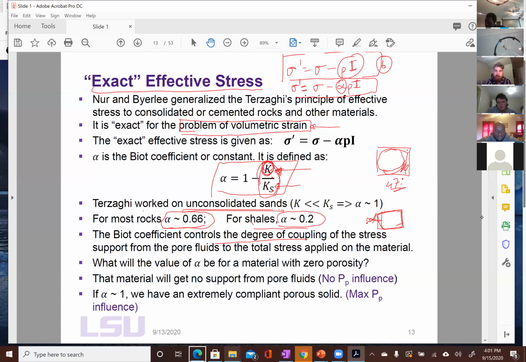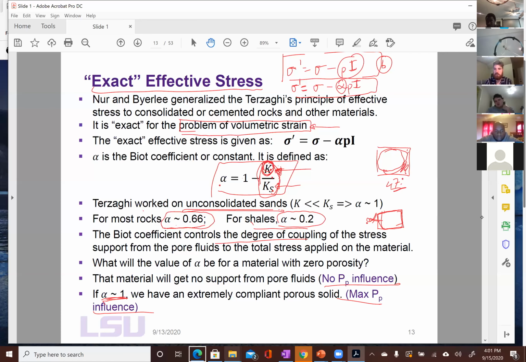If porosity is 0, alpha will be what? Close to 0. If porosity is 0, K equals Ks, and alpha will be 0. And there will be no pore pressure influence. And the other extreme is what I explained here, which will have the maximum pore pressure influence. Any question on this?